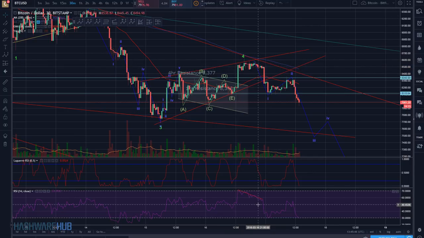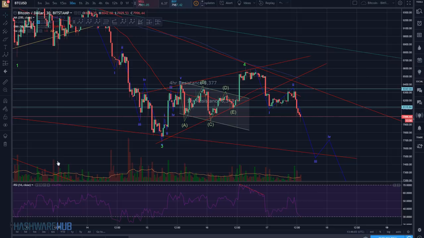Not only did we have the RSI coming down, but we also had, look at this right here, the Laguerre RSI. It started crossing underneath, and this is textbook to go ahead and short the market from a top. Okay.